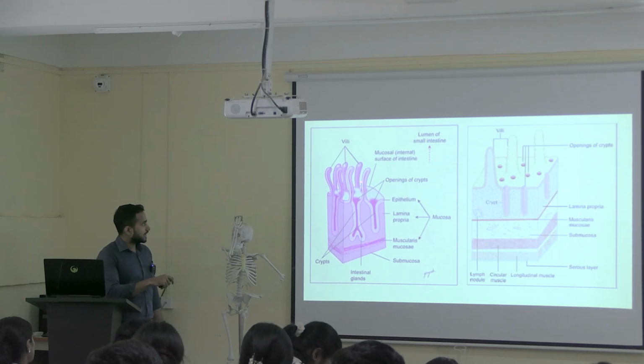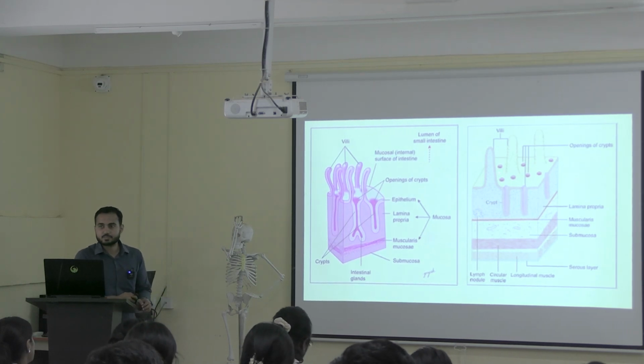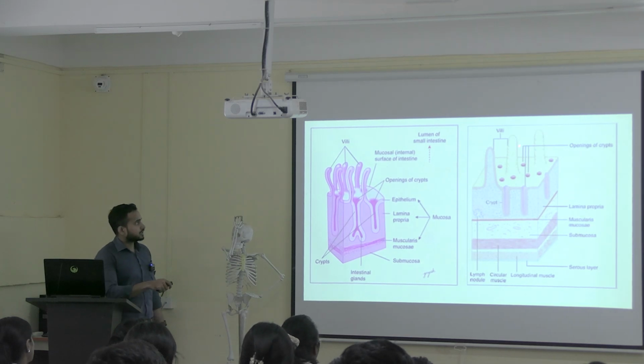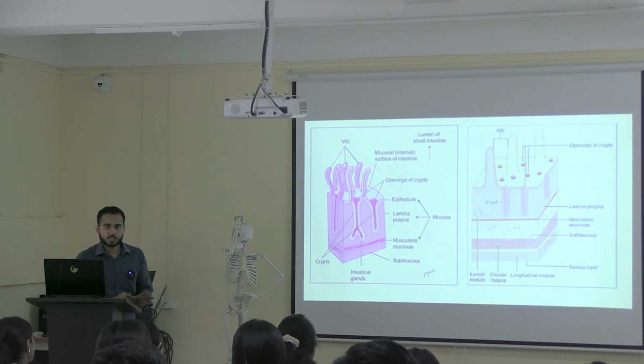Now in between the villi, can you see small spaces are there? These are called as intervillous space. Okay. Now suppose this is one villus, this is one villus. If it is single, then it is called as villus. Multiple, then it is called as villi. Please keep that in mind.